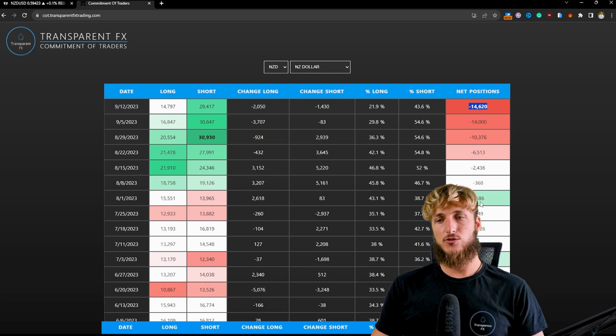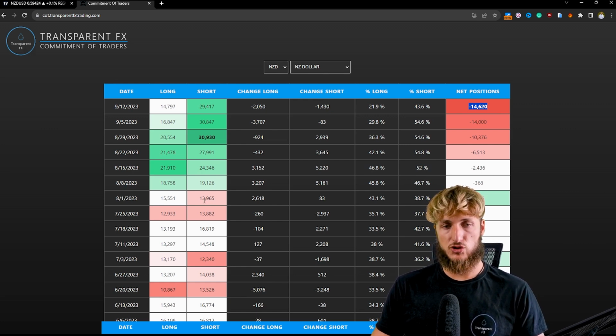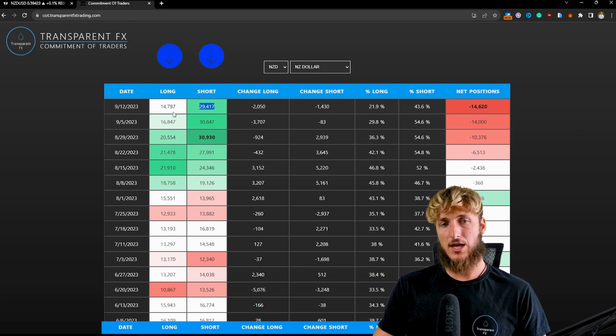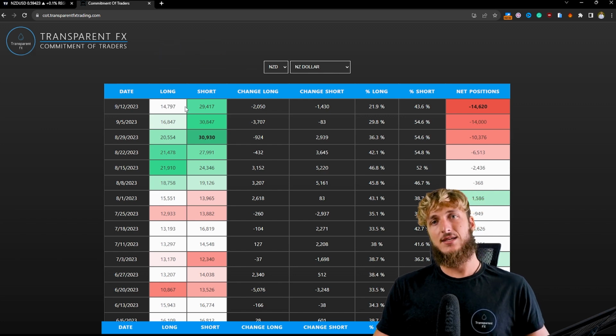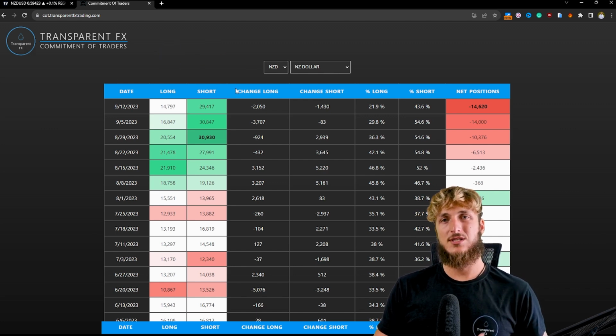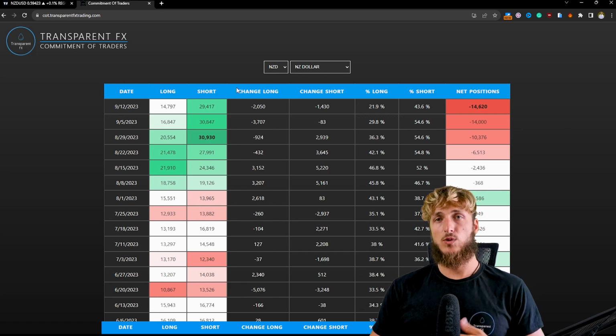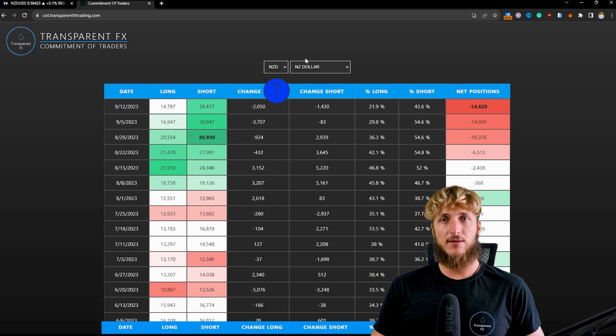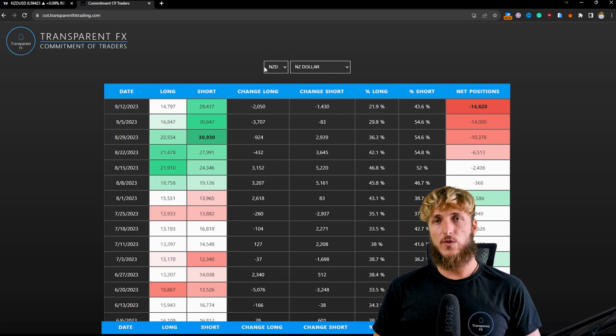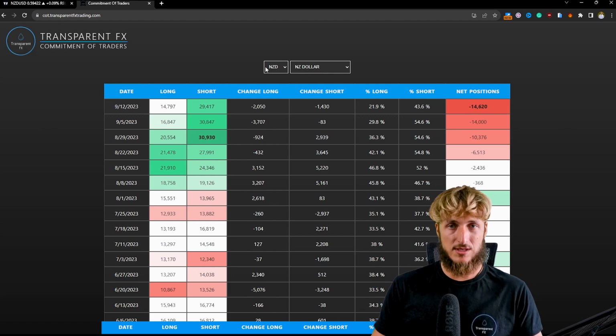So essentially, institutions went from having more longs than shorts to now having more shorts than longs, with 29.4k shorts compared to only 14.7k longs. So the NZD is getting very bearish because it's getting shorted by institutions. And what we have to keep in mind is that all currencies on the spot are traded against the USD. So if we're checking the data for the NZD, we're actually already checking NZD USD.